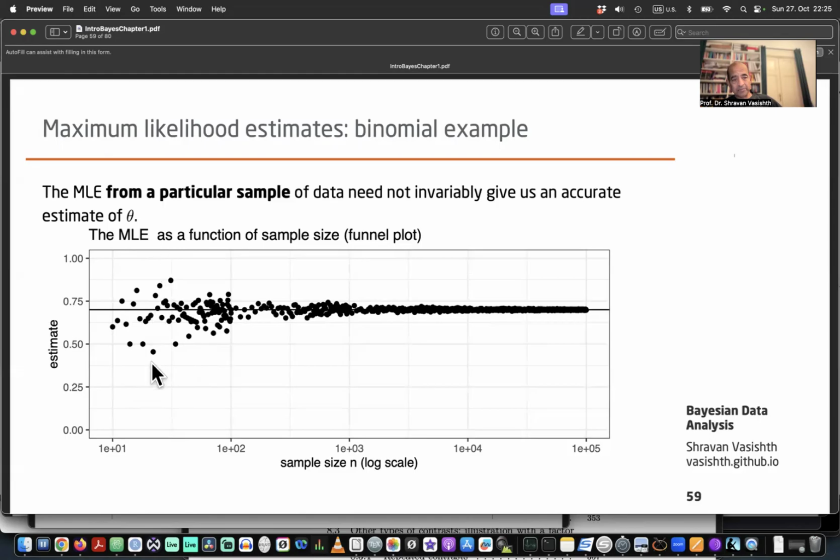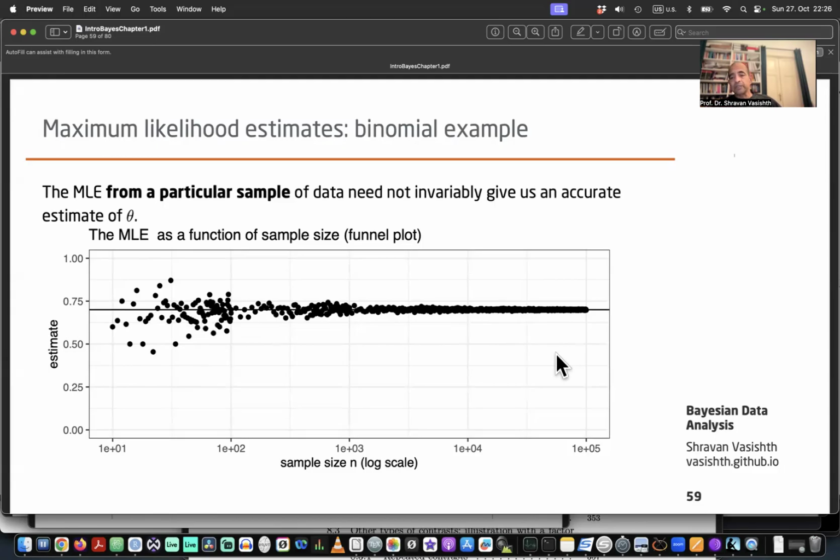Those maximum likelihood estimates are going to be fluctuating around the true value. Suppose the true value is 0.7. Because of random variability, the maximum likelihood estimate is going to fluctuate as we repeatedly collect data. But as we keep increasing sample size, what you notice is that this fluctuation around the true value of theta settles down and starts landing exactly on the true value of theta. So asymptotically, these maximum likelihood estimates will get you to the true value in the limit.